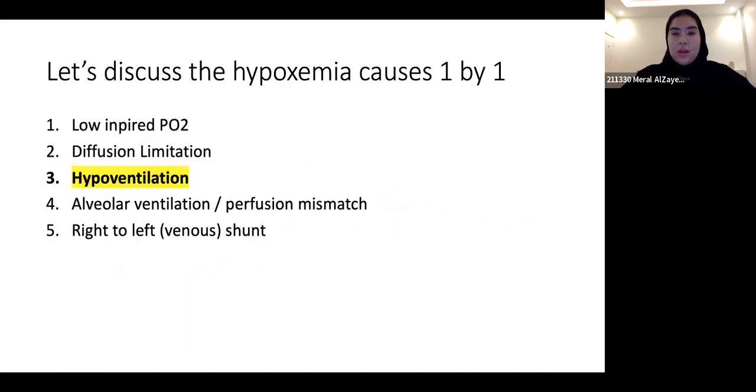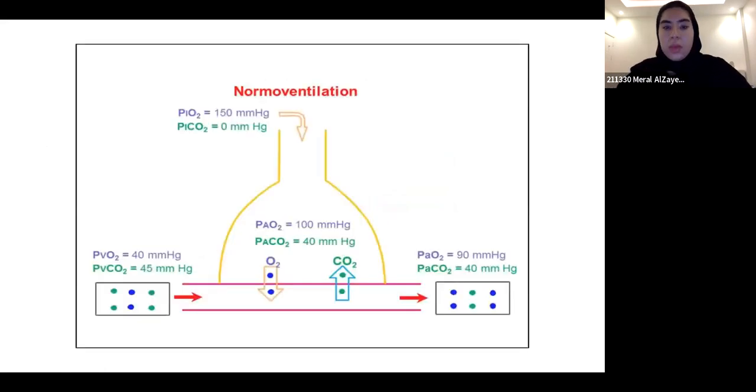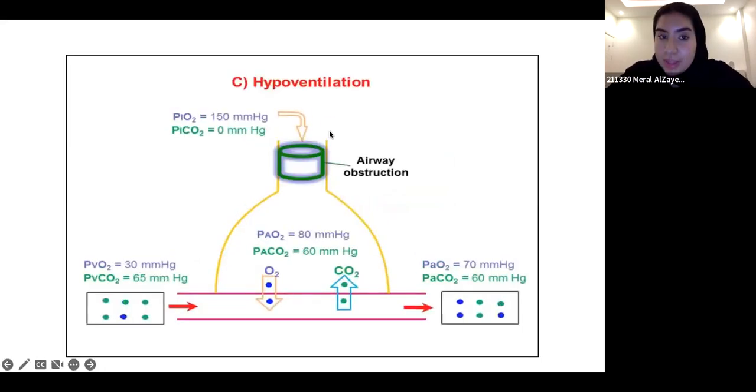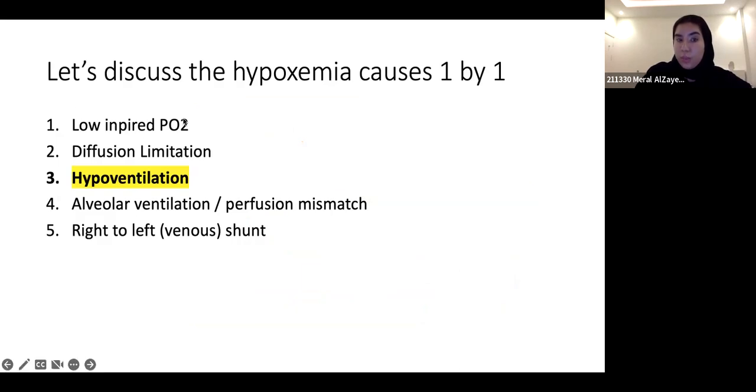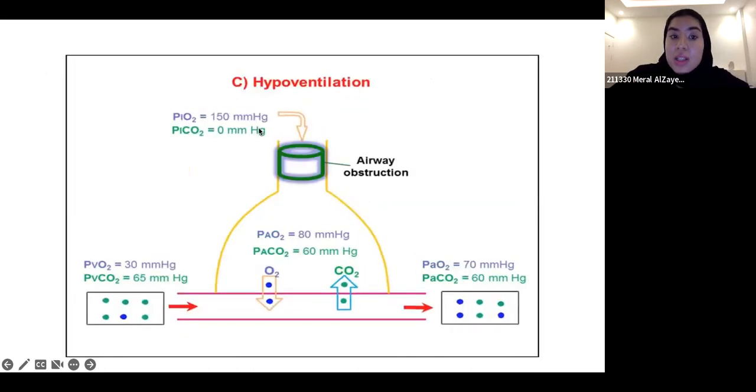Okay, so again, for hypoventilation, the partial pressure of inspired air would be normal. It's 150 because nothing is wrong with the air outside. Remember to differentiate this from the first cause, low inspired PO2, because in low inspired PO2 the atmospheric PO2 would be low. Whereas in hypoventilation, the inspired PO2 is normal. The problem is within ourselves.